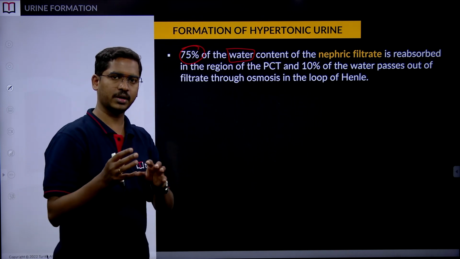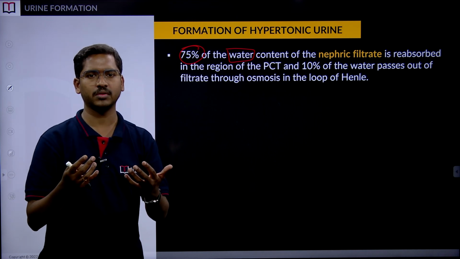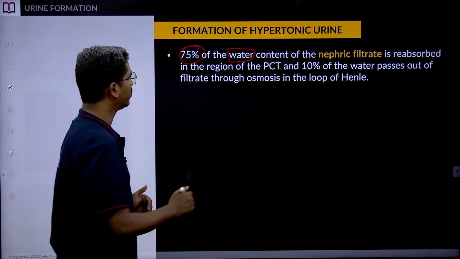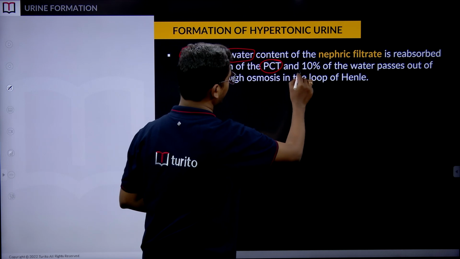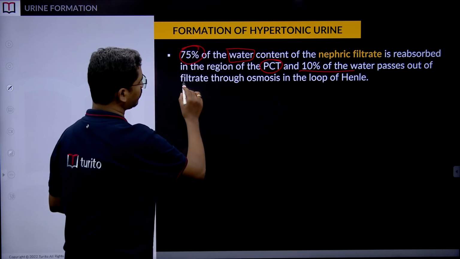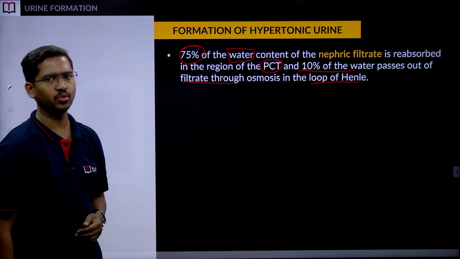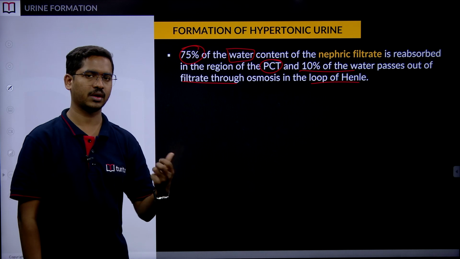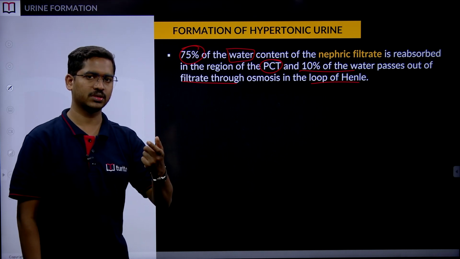So, once the filtrate is taken off, it is not that we have to give out the water, water is needed by the body, right. So, that will be reabsorbed, that is what is given here, right. That is reabsorbed in the region of the PCT, and 10% of the water passes out of the filtrate through osmosis in the loop of Henle. So, that is what this reabsorption process occurs by, active or passive mechanism as mentioned, right.